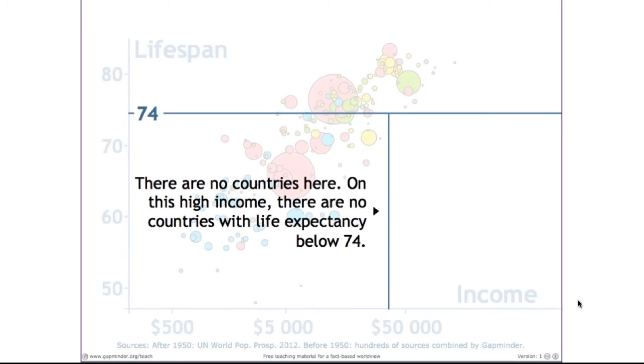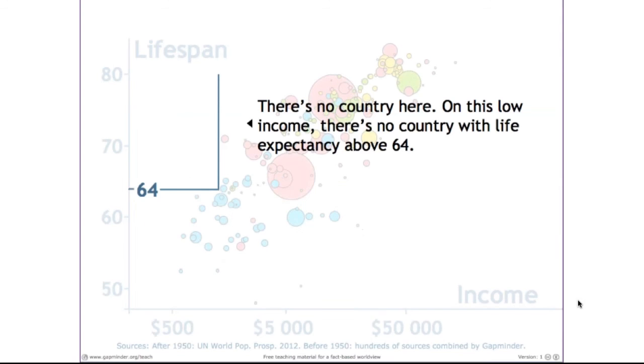What he then does, because he's now communicating as opposed to finding the story, he draws this on the page. There are no countries here. There are no rich countries with a life expectancy below 74. And he draws another box over here. There is no country that is poor and has a life expectancy above 64. It's not just about gross national happiness for some people who talk about alternative ways of living. If you are poor, life expectancy is lower.